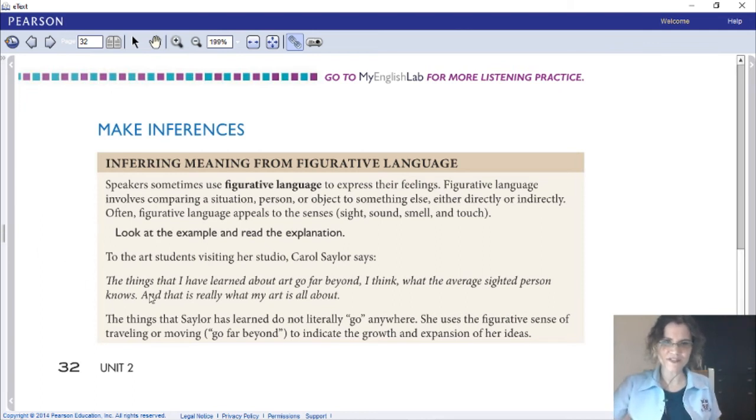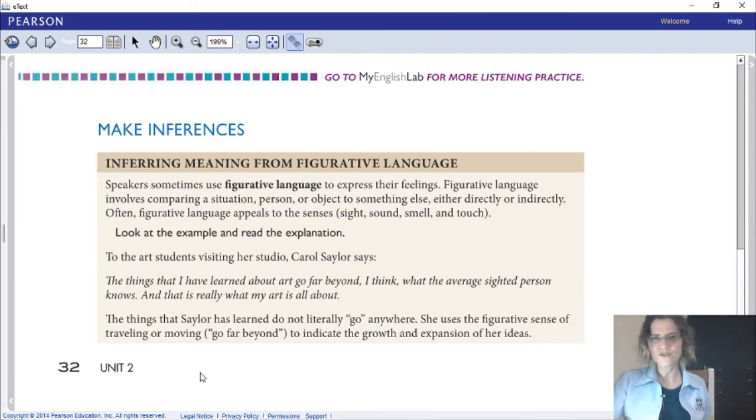For example, here, to the art students visiting her studio, Carol Saylor says, "The things that I have learned about art go far beyond, I think, what the average sighted person knows. And that is really what my art is all about." So the things that Saylor has learned do not literally go anywhere, but she uses the figurative sense of traveling or moving, go far beyond, to indicate the growth and expansion of her idea.